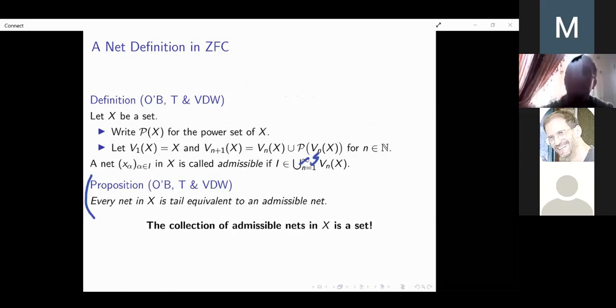See, the problem with admissible nets is that if you start with an admissible net in X and you map it via a function to a net in Y, then it may no longer be admissible, so the image net may not be admissible in Y. And even though you can define your convergence structure using only admissible nets, you do need to talk about convergence of non-admissible nets because you want to talk about continuity.